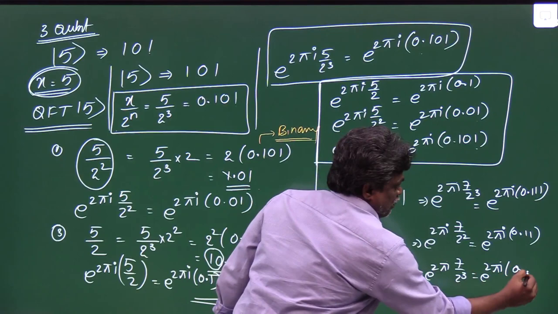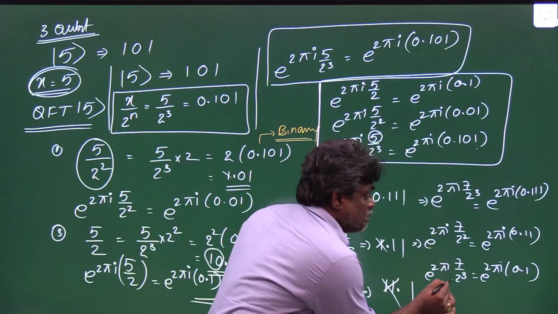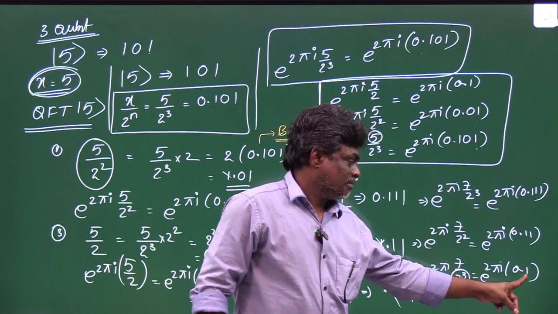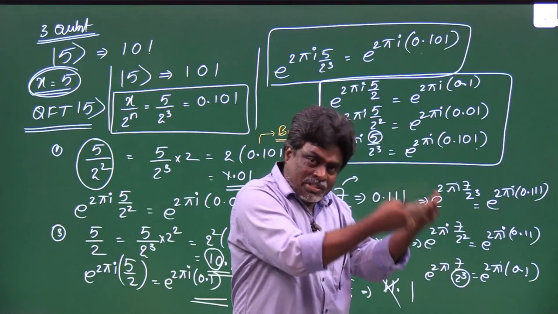So whenever maximum number you have taken, 2 cube is the maximum, because 3 qubits you have taken. 2 cube is the maximum. The last qubit is here. Last one. Okay? And like that, it will shift one by one. But so fine. The thumb rule is move from right to the left.